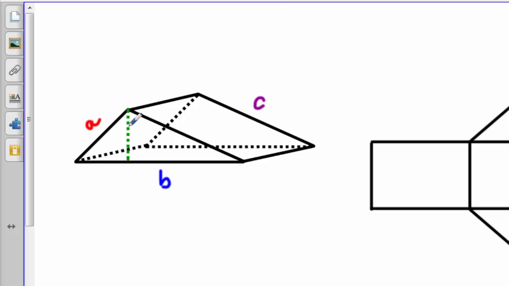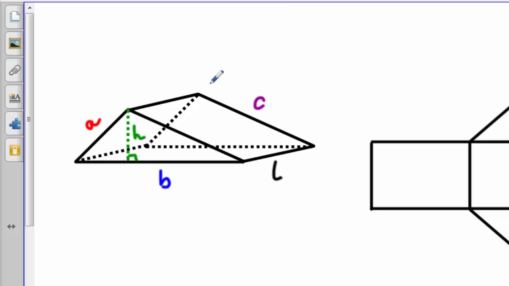And as you can see, the height, I'm going to make it in green, and we're going to call it H for the height, and this is 90 degrees. And there is only one more dimension, the length or the depth, or the thickness of this prism. So I'm going to use a color which is black, and I'm going to use L.